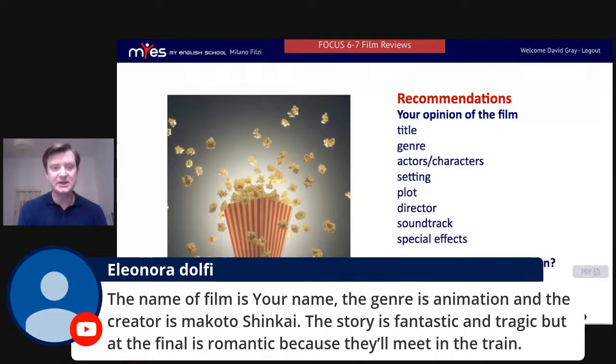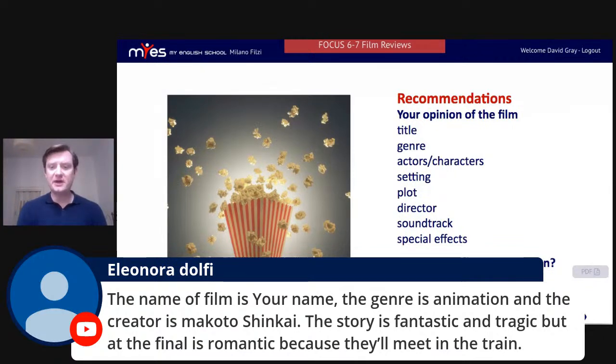Okay, interesting. The story is fantastic and tragic, but at the end, remember, we need the subject, it's romantic, because they meet on the train. Or you can just use present simple: they meet on the train.